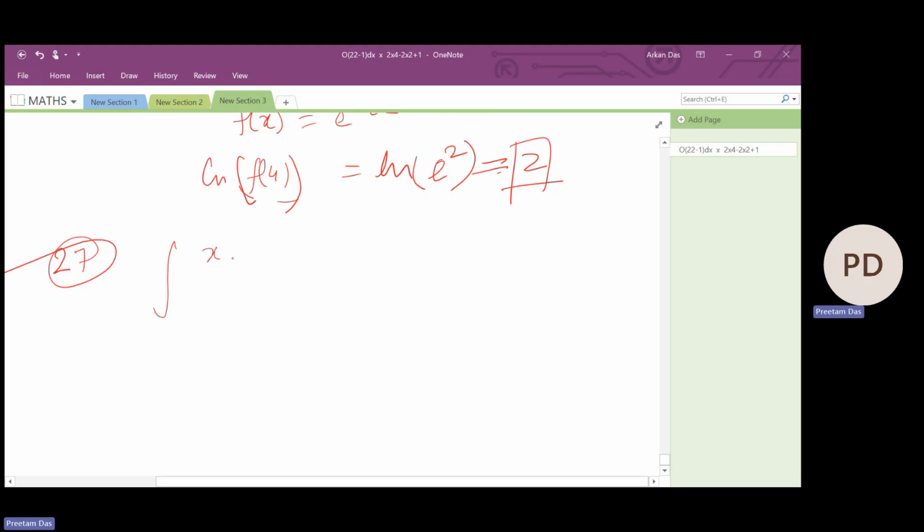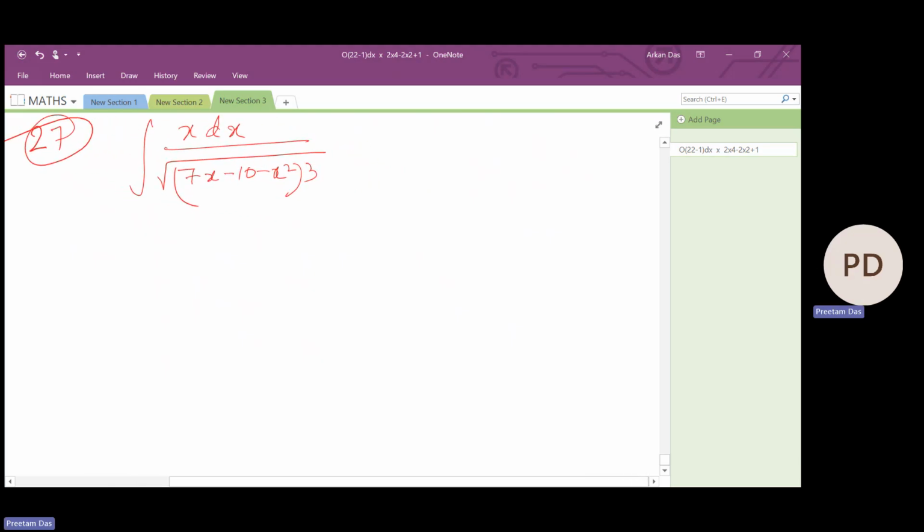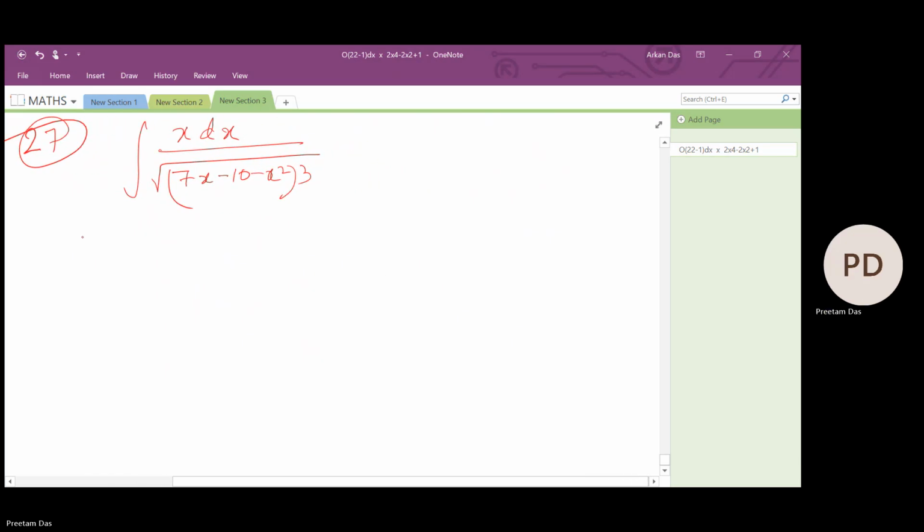The integral x dx divided by square root of 7x minus 10 minus x square, whole cube. We can see that the denominator is factorizable, 5 and 2. This is a different kind of question. X dx. I can consider this. If you factorize the denominator, you'll get this, whole raised to 3 over 2.